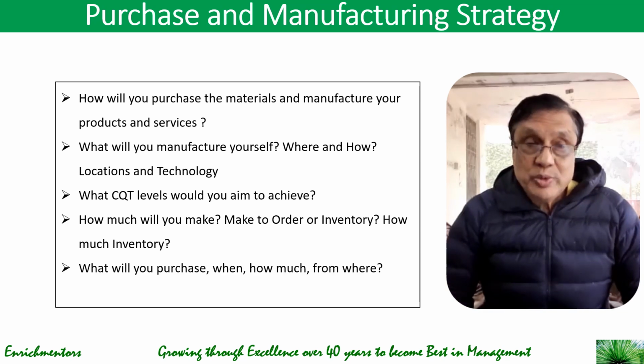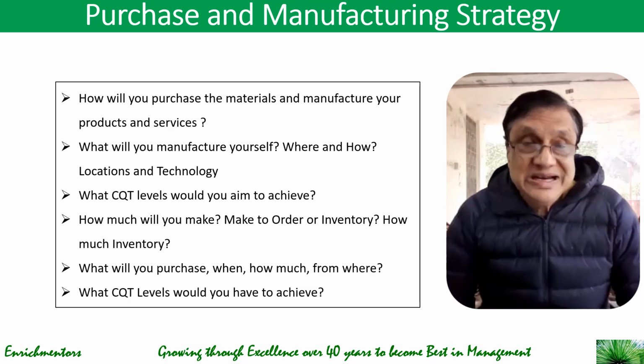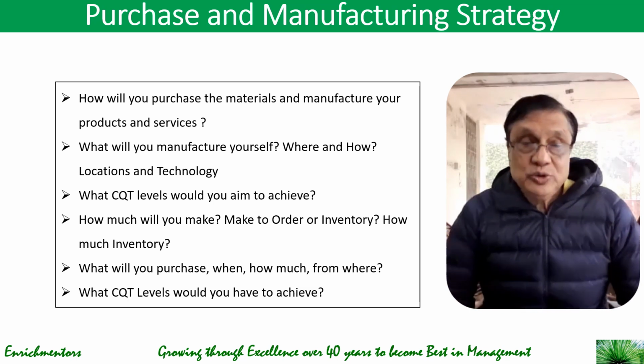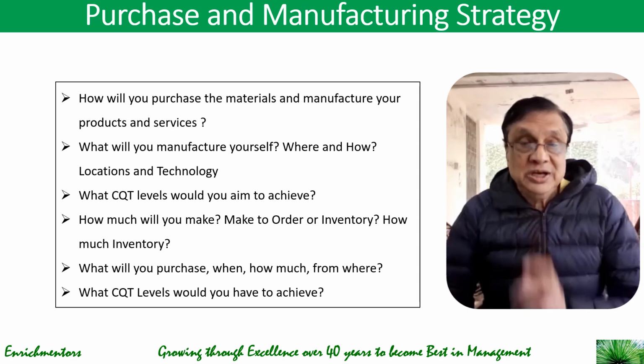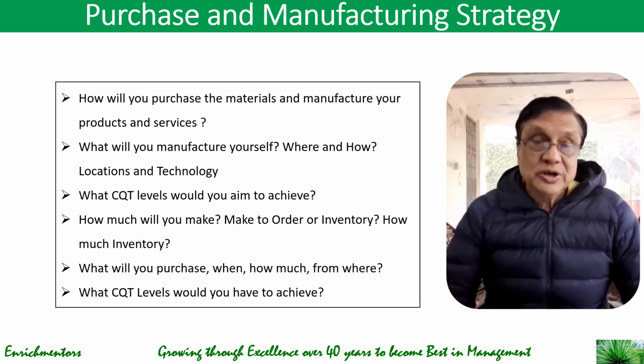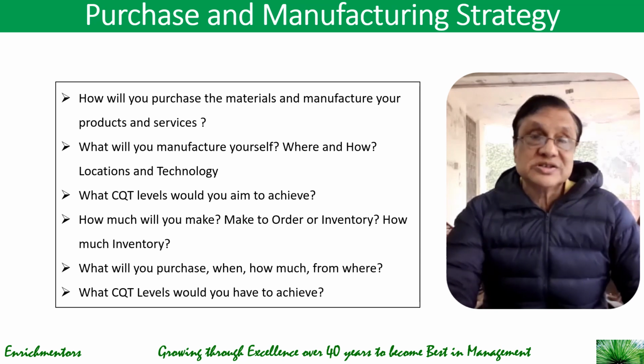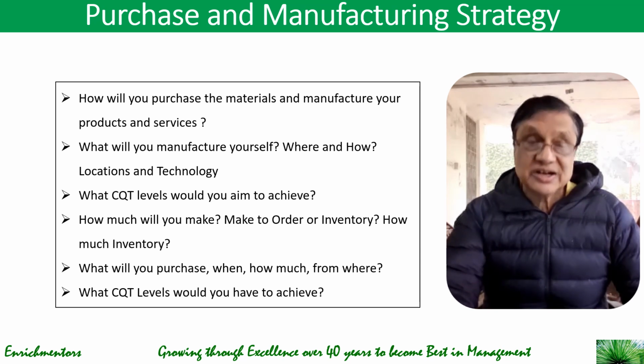What will you purchase? When? How much? From where? So what kind of purchasing would happen? And what CQT levels would you have to achieve to deliver the quality and cost and timing that you need for your finished product? So CQT levels in materials and packaging that you need to aim for. Those will be some questions of purchase and manufacturing strategy.